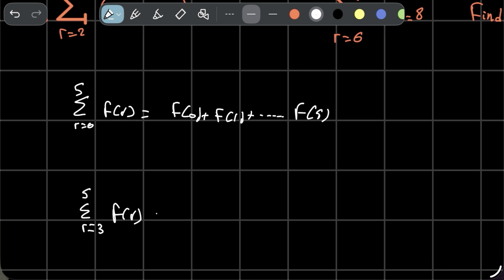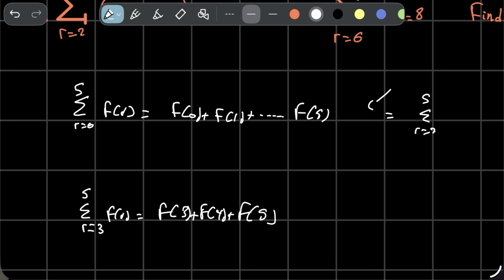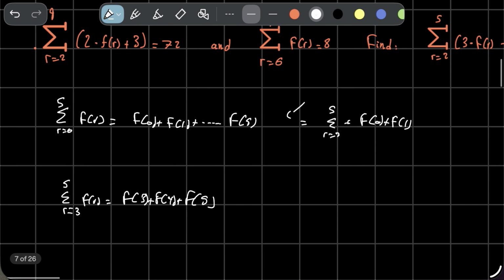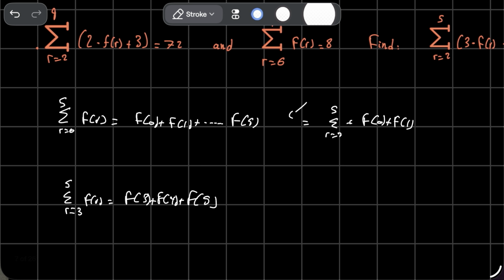Now what is this one equal to? This one equals f3 plus f4 plus f5, right? And if you notice, this one equals sigma of r equals 0 to 5 minus f of 0 plus f of 1. So as you can see, we can manipulate the sigmas even if we have different r values or different n values here.